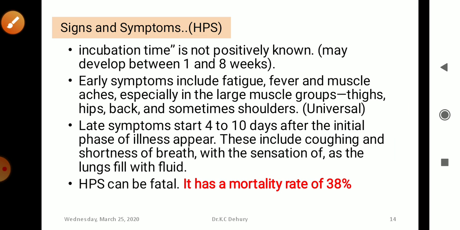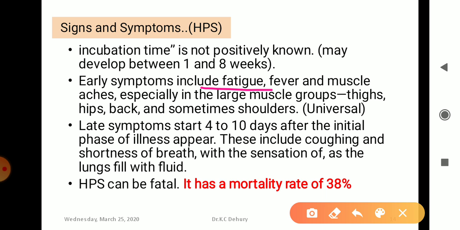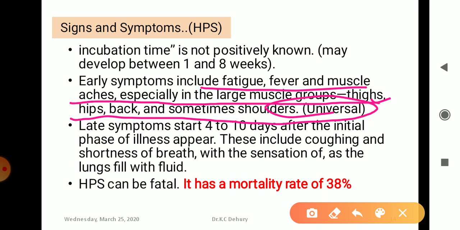The important clinical signs and symptoms: although the incubation time is not clearly known, it is believed to be between 1 to 8 weeks. Early symptoms include fatigue, fever, muscle aches, especially in the large muscle groups, thigh, hips, back, and sometimes shoulder. So these are some universal symptoms.